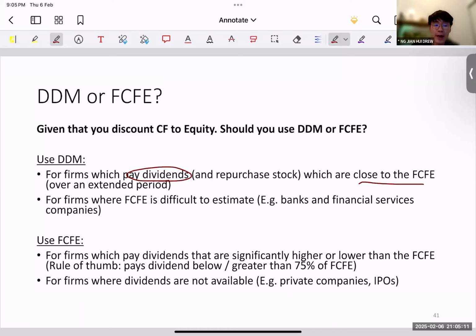Now, in a situation where the firm is paying very low dividends, then we might want to use the FCFE because maybe this firm is not matured yet, right? So it's still fluctuating a lot in terms of the dividend payments. So use FCFE if the firm does not pay dividends.